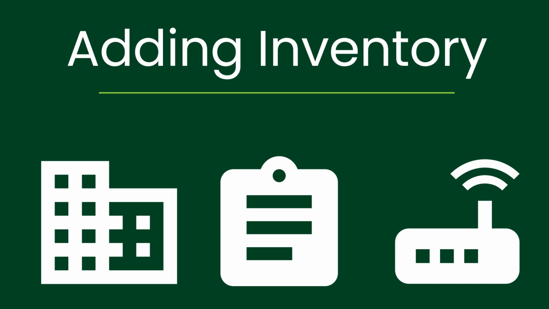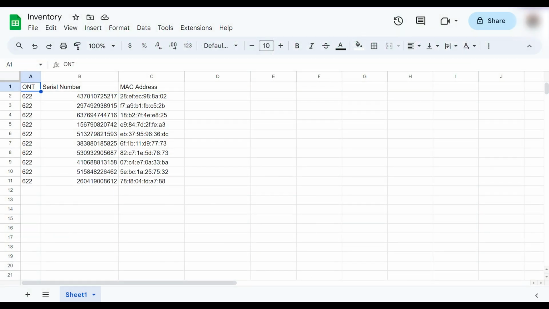Adding inventory into Vision. This video will go over the basic step-by-step process to add fiber ONT equipment into the Vision software. The first thing you'll need to do is integrate each ONT model with its MAC address and serial number into a CSV file. After calculating how many models you have, this will be handy for the next step of adding inventory.